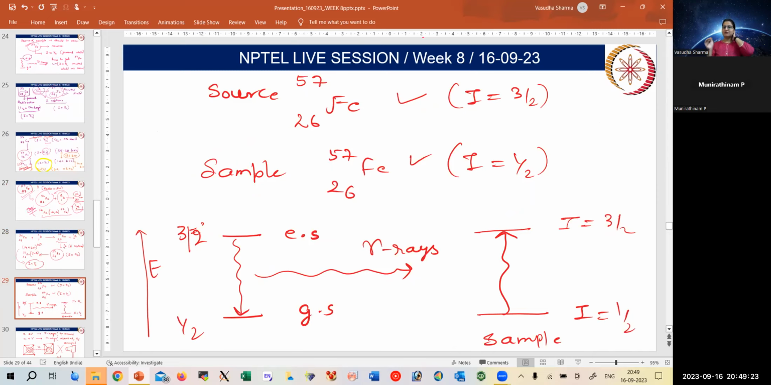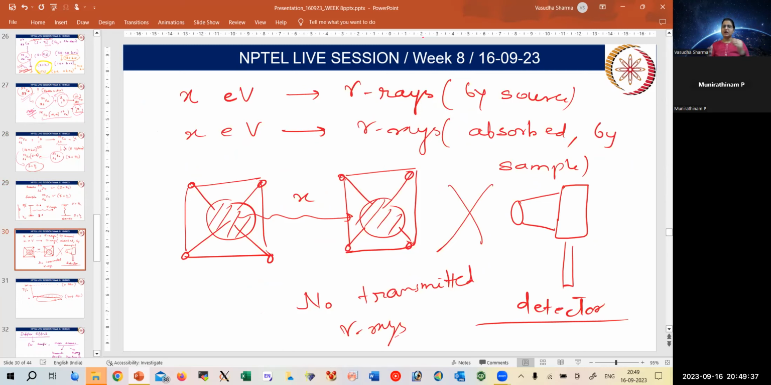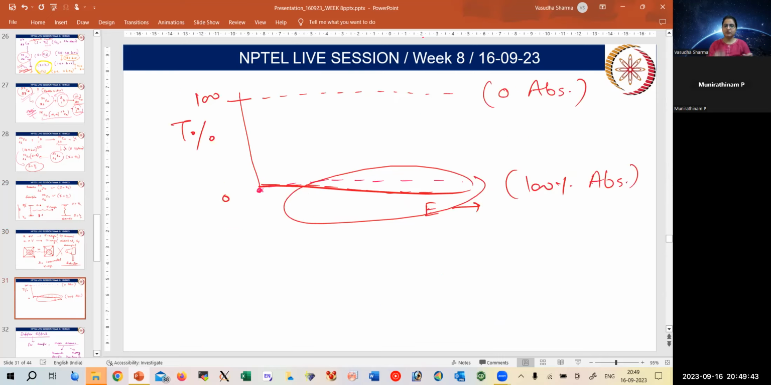Finally, we got that the source is active and the sample is also ready, because the sample is already in the I equals 1/2 ground state and the source is in the I equals 3/2 excited state. When both are at the same energies and emitting, there would be 100% absorbance and no transmittance, whereas our detector actually detects transmitted light. So what do we do? In this case, absorbance would be hundred percent and there wouldn't be any transmittance, so we will get a straight line.